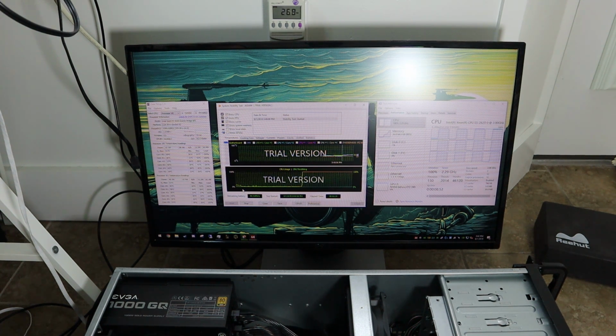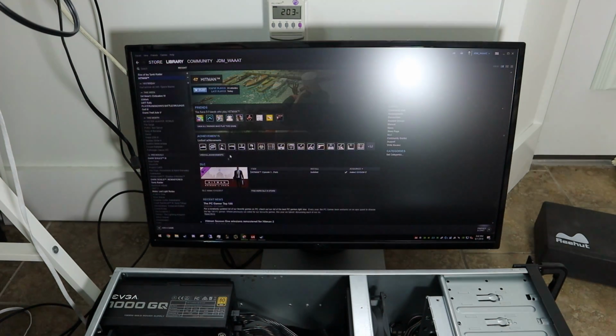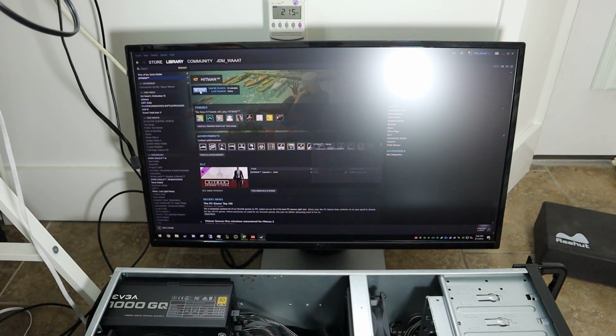So just something to consider. And you saw it drop down to like 265, 270. So I would say 270 is going to be our peak here. So it's about 10 watts less than the bronze power supply. So we're going to stop this test and we will move on to Hitman and Rise of the Tomb Raider.